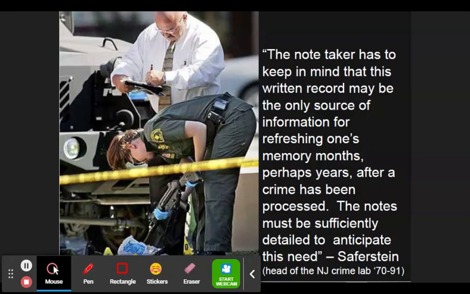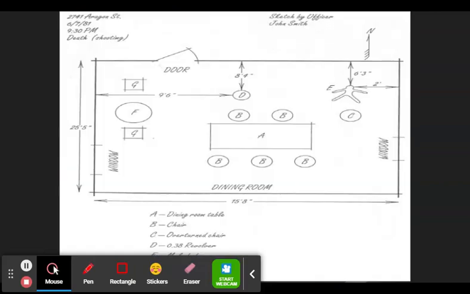All right, the note taker has to keep in mind that this is a written record that may be the only source of information for refreshing one's memory months, perhaps years, after a crime has been processed. The notes have to be sufficiently detailed to anticipate this need.